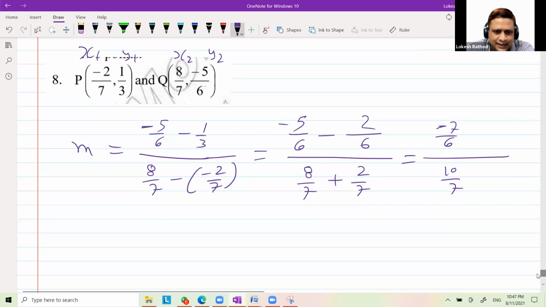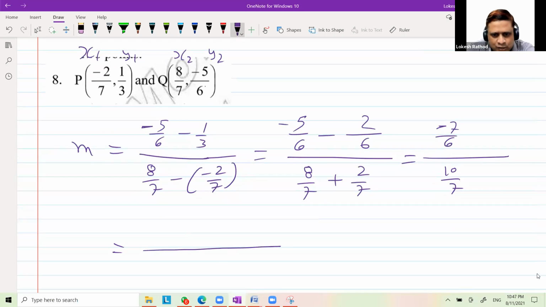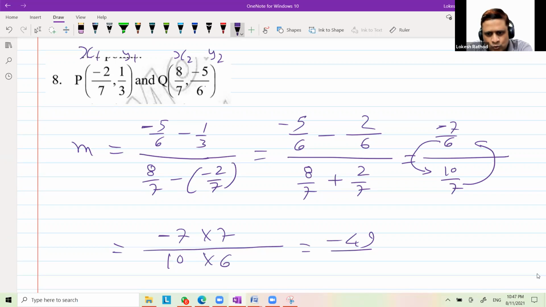So this thing I can write as the main fraction line, -7 in the numerator over 6, and 10 in the denominator over 7, right? The denominator goes in the numerator. The 7 comes here. The numerator's denominator goes in the denominator. 6 goes there. Right. So this is -49 over 60. This is how we do it.